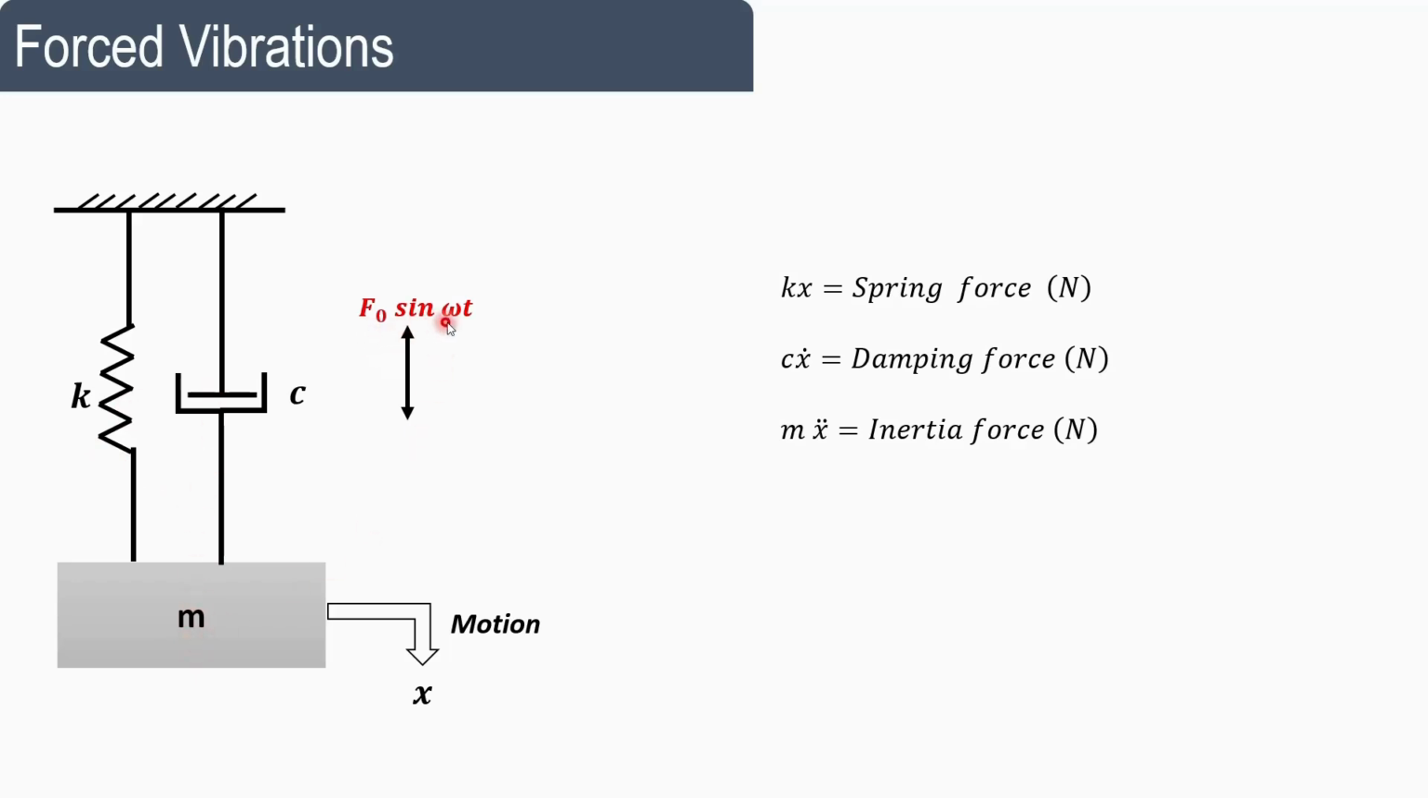F0 sine omega t is the external disturbing periodic force. F0 is the magnitude of the force and sine omega t represents the frequency or direction part of the force. Kx is the spring force, which is the restoring force. Cx dot is the damping force. Mx double dot is the inertia force, which is opposite to the direction of motion.